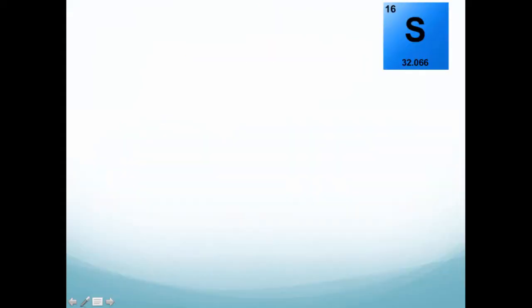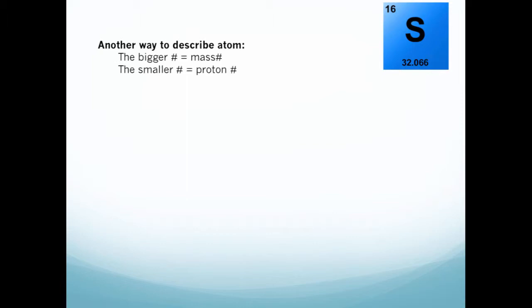Okay, so firstly, I'm going to describe another way to say an atom. Here we have sulfur. The bigger number in here, 32.066, is the mass number, which means the weight of a sulfur atom. Remember the mass number is proton plus neutron, right? And the smaller number is our proton number. So if you subtract in between, you're going to get our neutron number. So 32 minus 16, you're going to have our neutron number.